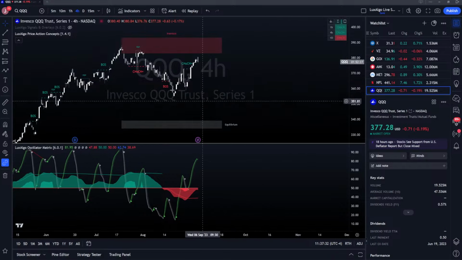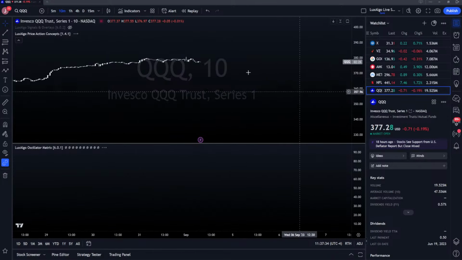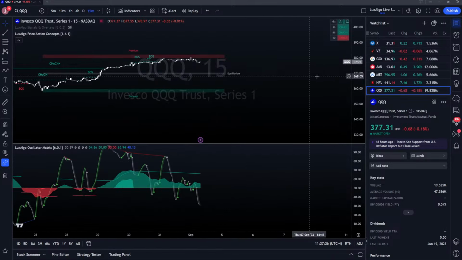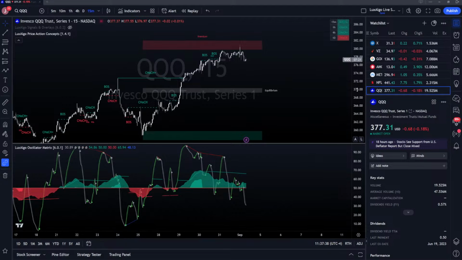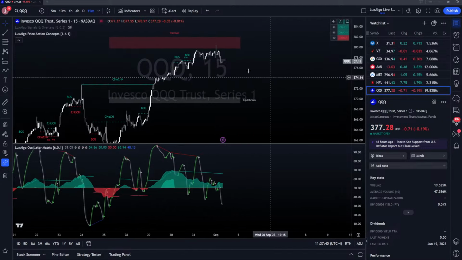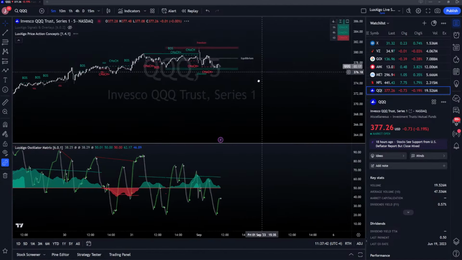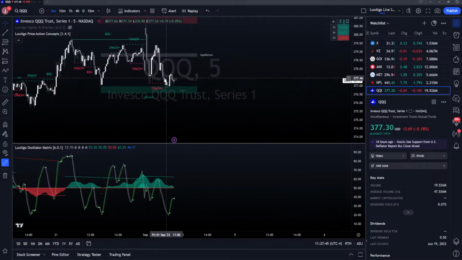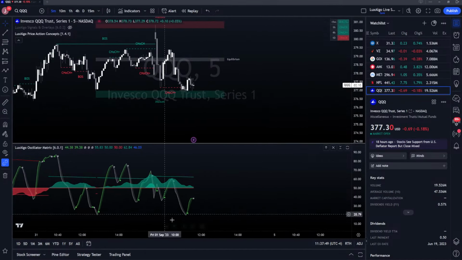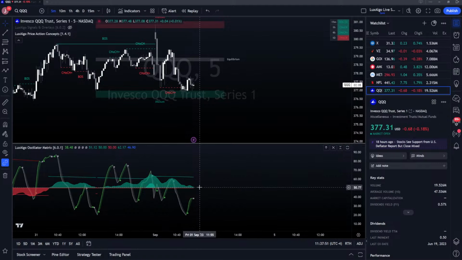I would say for intraday trading, maybe not as high as 30 minutes, maybe an hour. But overall, like I said, I think you could see a small retracement if it wants to hold that support and order block. You have the oscillator that probably needs to reset again before it heads lower.